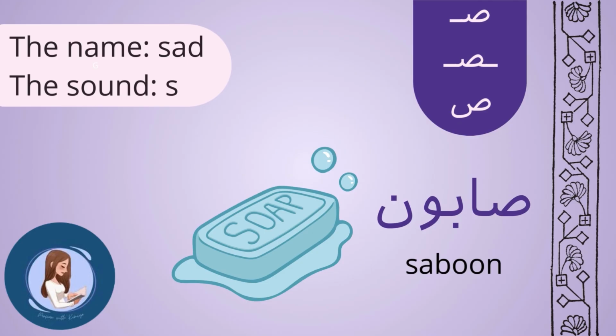The name is Sod. The sound is s. Yes. In Farsi, we have different letters that sound the same. And why has this happened? Because some of these letters have come to the Farsi alphabet from the Arabic alphabet.